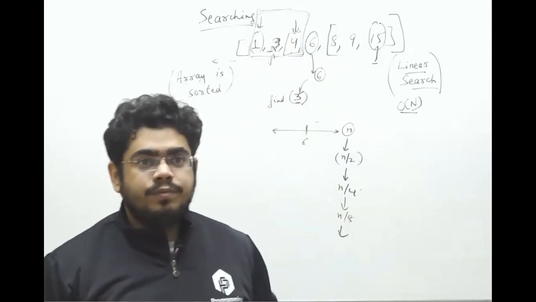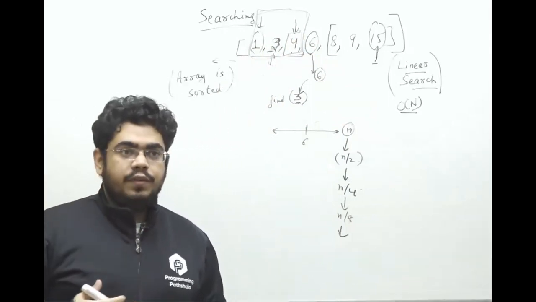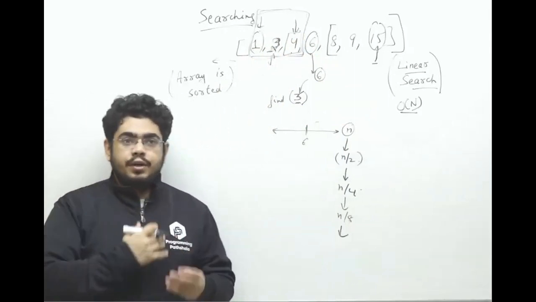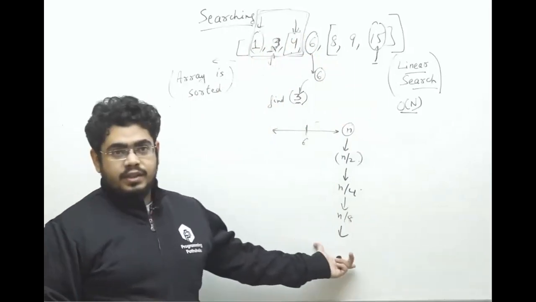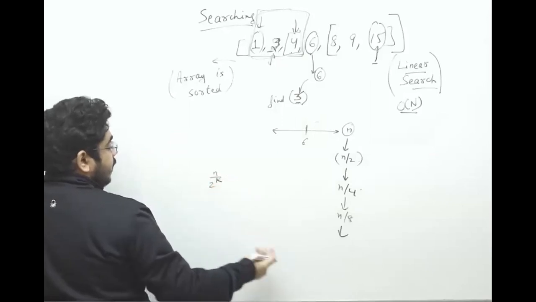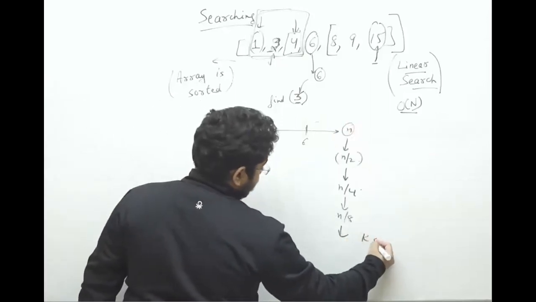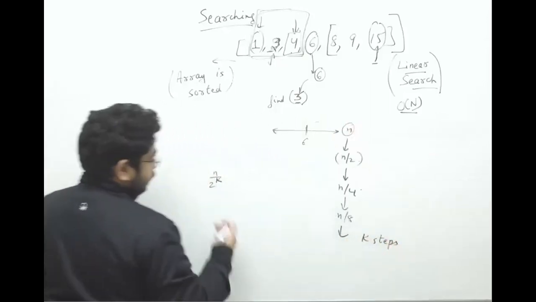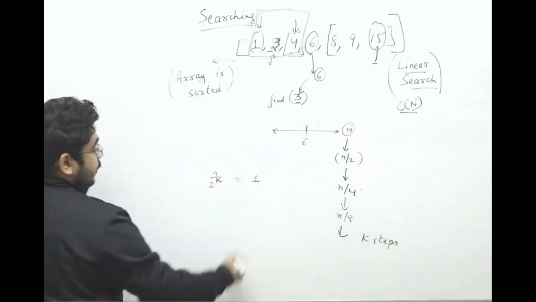Yes or no? Do you agree with this? You're reducing by half, reducing by half, reducing by half till it's a single element. So let's say after k steps, it becomes a single element.